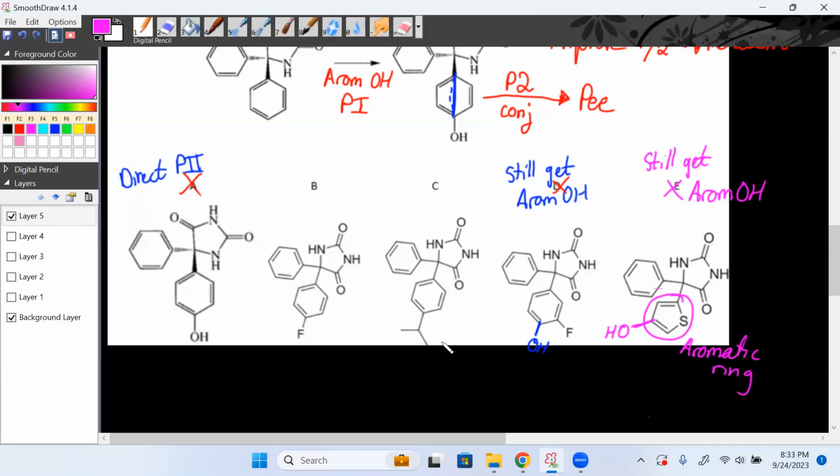So now it comes down to B and C. Both B and C prevent the para position. So they're going to prevent the aromatic hydroxylation, its preferred site. But what can happen to this isopropyl group that we know cannot happen to a fluorine? What could potentially happen to the isopropyl group? Aliphatic hydroxylation.